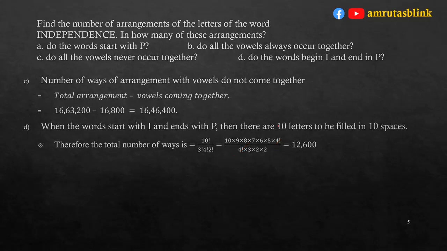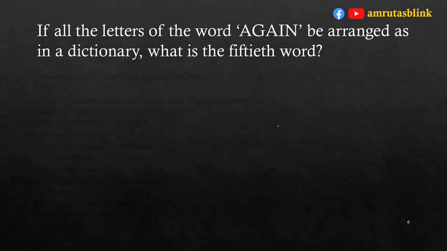Moving to next problem. If all the letters of the word AGAIN be arranged as in a dictionary, what is the 50th word? Now the given word is AGAIN. How many places are there? There are total 5 places. So how many total words we can make by rearranging the letters of this word AGAIN is 5 factorial upon 2 factorial. Total 5 places and A is repeated twice. So 5 factorial upon 2 factorial is equal to 60.